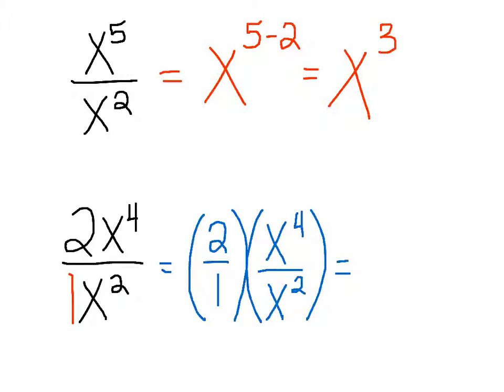We're dividing our numbers. We're technically dividing our powers too, but the way to divide powers is by subtraction of the exponents. So 2 divided by 1 is 2, and x to the fourth divided by x squared, well, that's 4 minus 2, so keep the base, subtract the exponents. I have 2x squared.